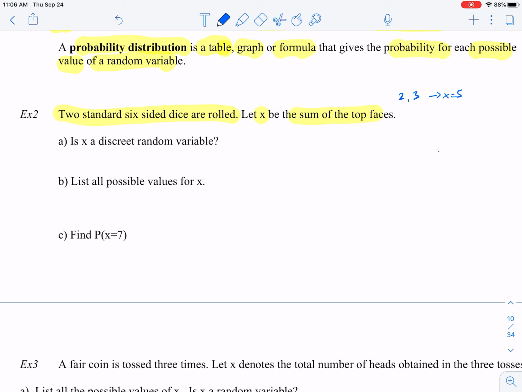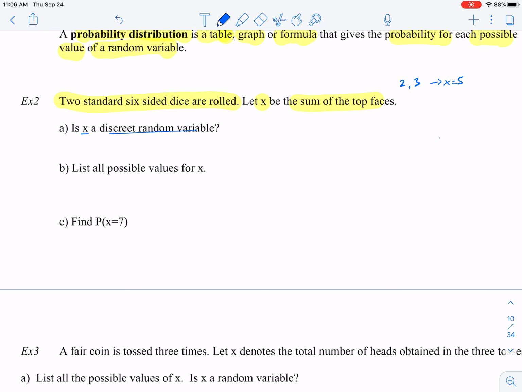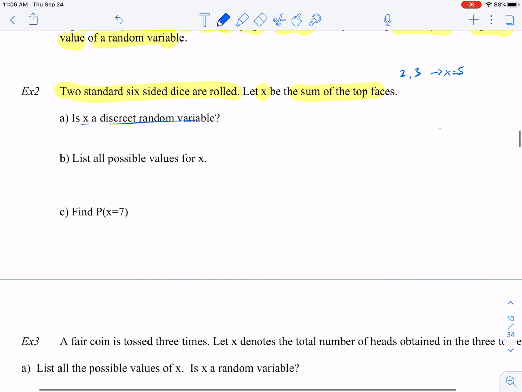Okay, is x a discrete random variable? Yes, in this case, because the sum of the top faces is randomly determined by chance as you toss the dice, and it is considered to be whole numbers or counting values, because you can't have like a 5.5 sum. It has to be discrete values that come up. So yes, x is a discrete random variable, because the values are determined by chance and are counting values.